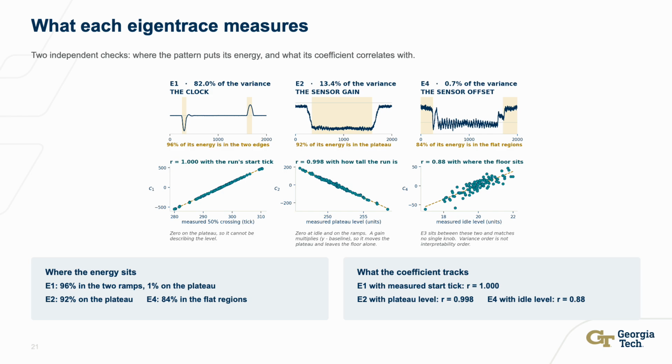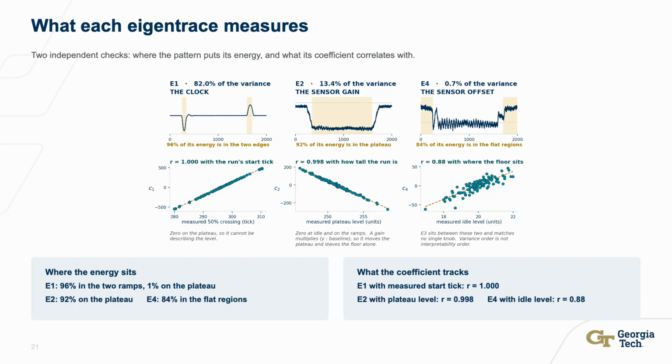The bottom row asks a completely separate question. For each run, take that component's coefficient and plot it against a quantity measured on the raw trace. No generator knobs are used here. These are all things you could measure from log data. E1 against tick, where the run crosses 50% of its span, which is a direct measurement of when the run started: correlation of 1.00, a straight line.